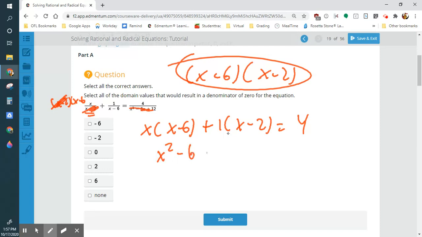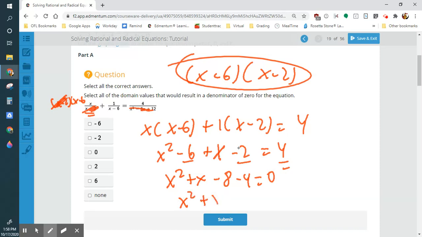6. This is plus 1x, so just x, and this is minus 2, and this is equal to 4. And I'm going to want to make this a quadratic, so that's equal to 0. So I'm going to move this 4 over, so I get x squared. I'm going to combine this and this while I'm at it. So I just brought the x down. And then I'm going to do this -8. And this would end up being -4 because I'm bringing that 4 over. So I end up getting this x squared plus x minus 12.